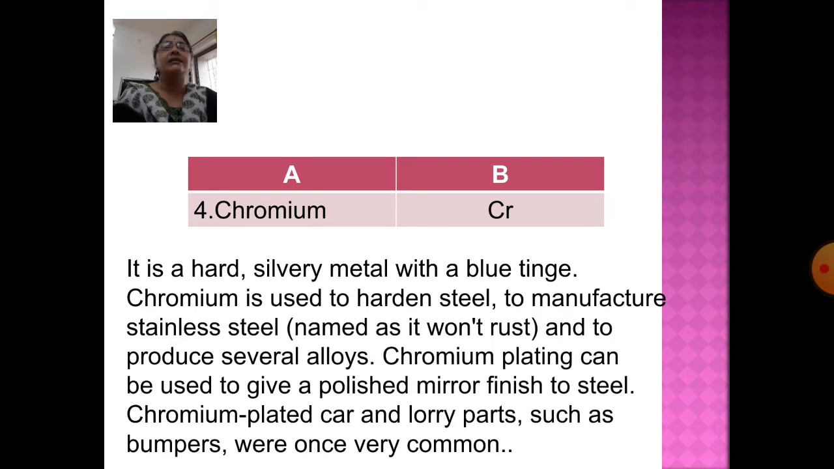It is a hard, silvery metal with a blue tint. Chromium is used to harden steel, to manufacture stainless steel, and to produce several alloys. Chromium plating can be used to give a polished mirror finish to steel. Chromium plated car and lorry parts such as bumpers were once very common.